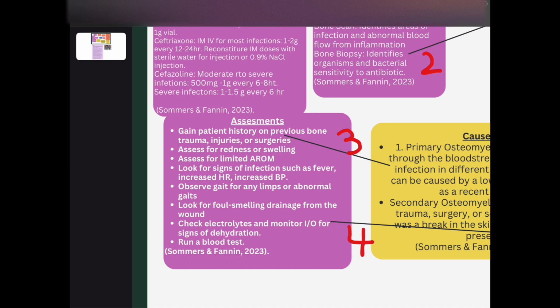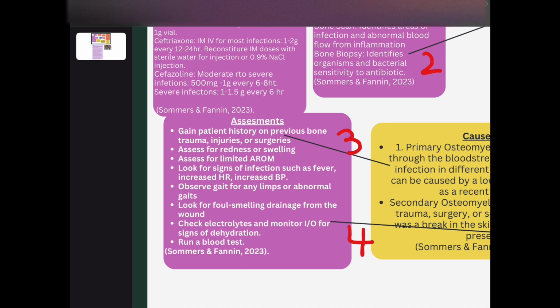We want to look for foul smelling drainage from the wound. Depending on what kind of drainage is present, we don't want to have blood coming out. We don't want to have yellow. That's always going to be a sign of infection.